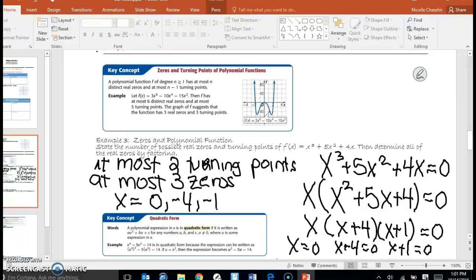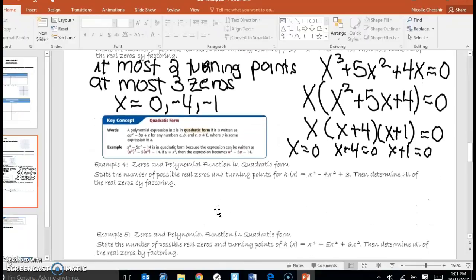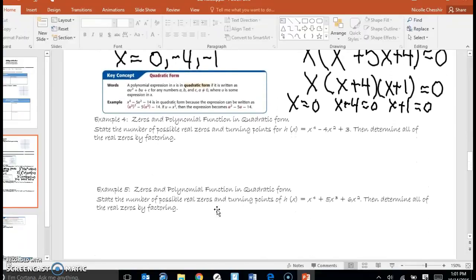Alright, so questions on zeros and polynomial functions? Do we want to graph that to verify? No, we're okay. If you're not sure and you want to take the time to verify, you can just go onto Desmos and plug it in. Alright, so now we're going to look at quadratic form.